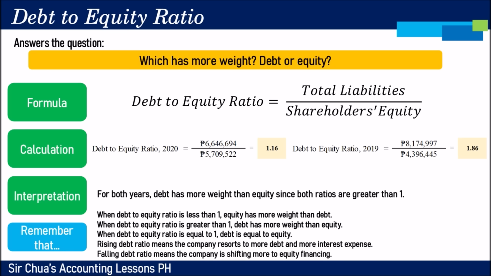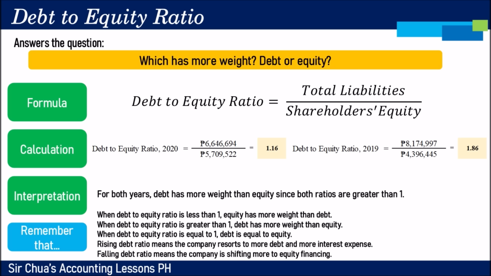When debt to equity ratio is less than 1, equity has more weight than debt. Kasi mas malaki si denominator by that time eh, okay? And then when debt to equity ratio is greater than 1, debt has more weight than equity because your numerator is greater than your denominator. When debt to equity ratio is equal to 1, debt is equal to equity. So because the numerator is equal to the denominator, then your debt to equity ratio would certainly be equal to 1.